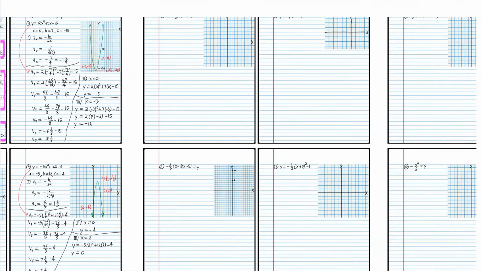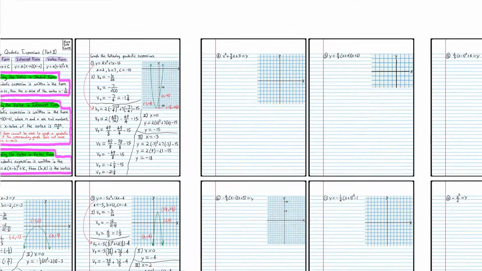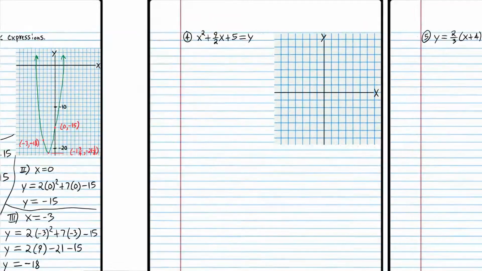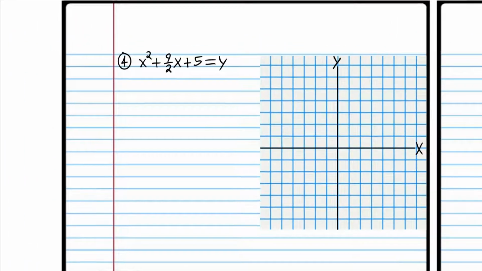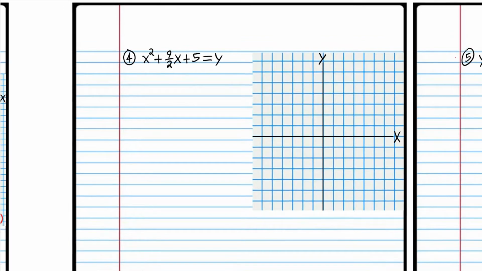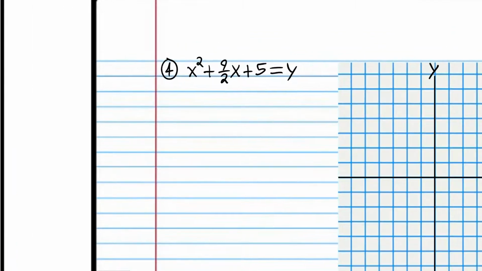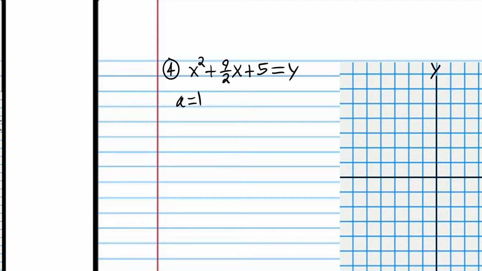Okay, on to the next problem. Go ahead and try number 4. And when you come back, we'll do it together. All right, we're back. So again, this is a standard form, so let's label constants.